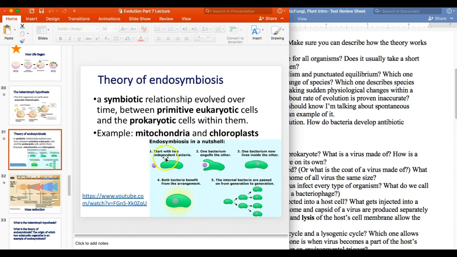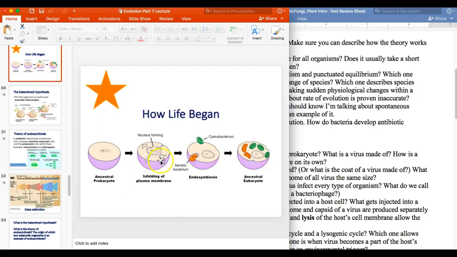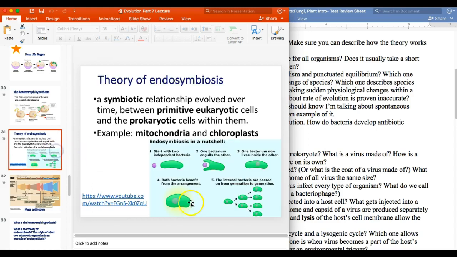The theory of endosymbiosis is where you start with a primitive eukaryote, and then there's also a prokaryote. We call it a primitive eukaryote because if you look at this picture, it's already starting to form a nucleus. If something has a nucleus, that's a eukaryote, right? But we call it primitive because it hasn't gained all of the organelles that eukaryotes nowadays have. For example, at the time, there was no mitochondria within a eukaryote, and there was also no chloroplast within a eukaryote. So where did they get those?